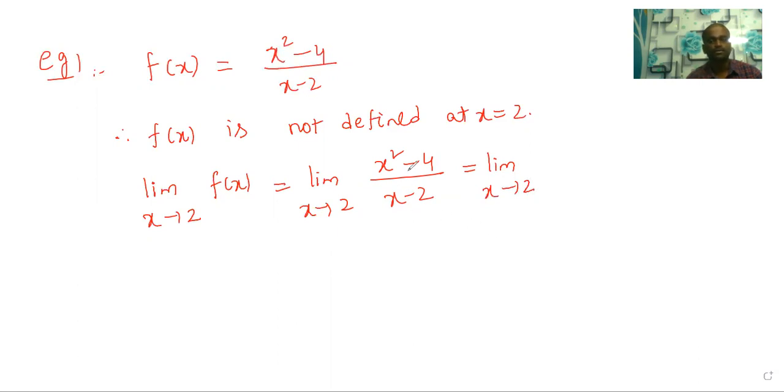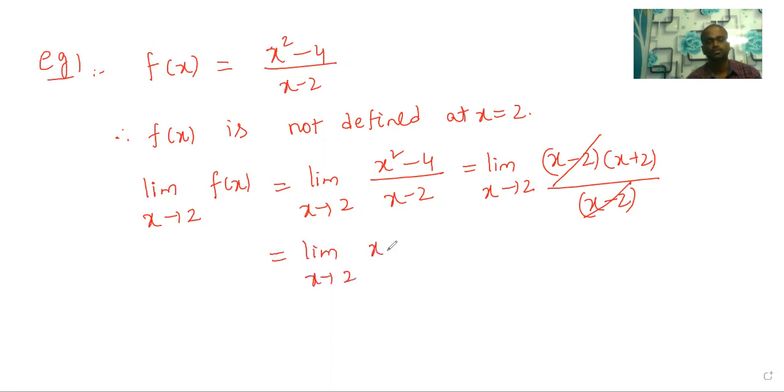Here the alternative method is to factorize the numerator, because both numerator and denominator are polynomials, so it is basically a rational function. So x squared minus 4 can be written as x minus 2 into x plus 2, because 4 can be written as 2 squared, using the a squared minus b squared formula, divided by x minus 2. Now we can cancel x minus 2 and x minus 2. What is the remaining factor? x plus 2. So apply the limit: 2 plus 2, that is 4.